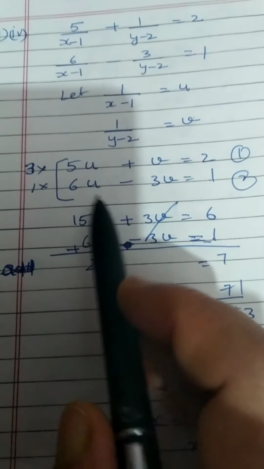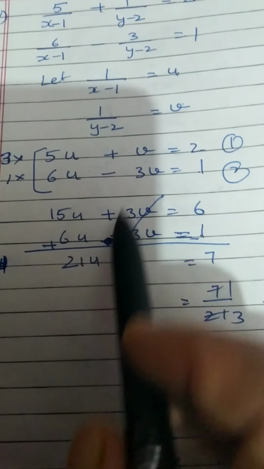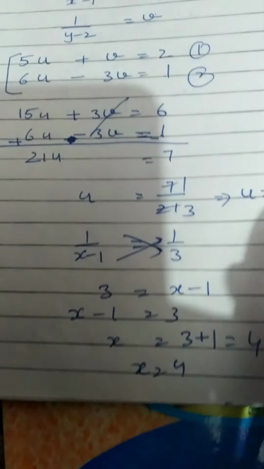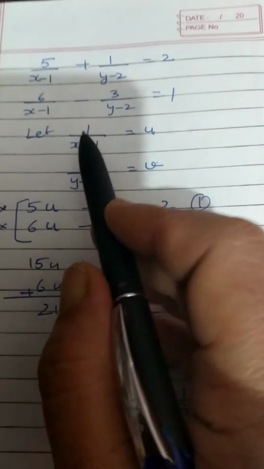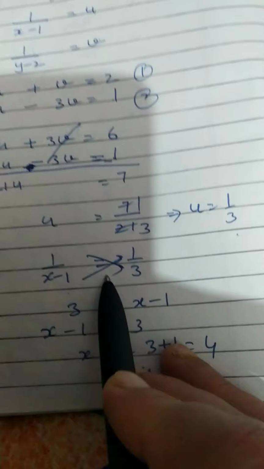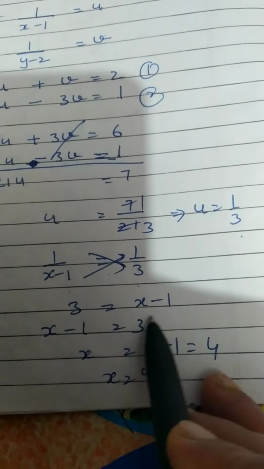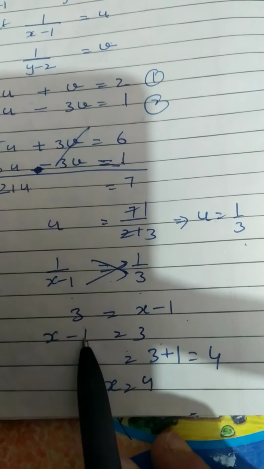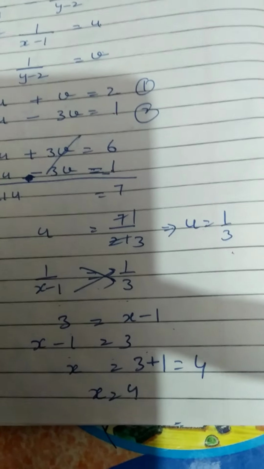Then from here we get the equations 5u plus v is equal to 2 and 6u minus 3v is equal to 1. Now multiplying the first equation by 3 and the second equation by 1, I equate these two equations and cancel v, and I get the value of u from here. U becomes equal to 1 by 3. Now u was equal to 1 upon x minus 1. Therefore, 1 upon x minus 1 is equal to 1 by 3. Then cross multiply. Then it becomes 3 is equal to x minus 1, or x minus 1 is equal to 3. Then I bring 1 to the right side, then x is equal to 3 plus 1 is equal to 4, means x is equal to 4.